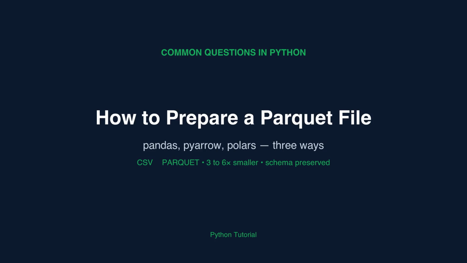How to prepare a Parquet file in Python. 3 libraries, 2 lines each. Same CSV file, 3 ways. Pandas, pyarrow, and polars.